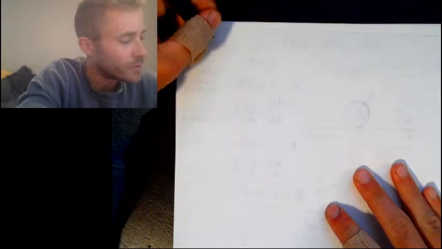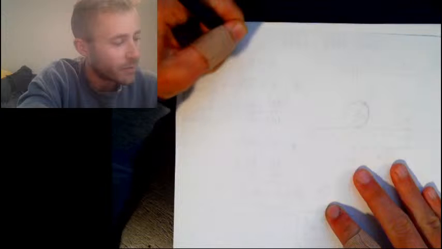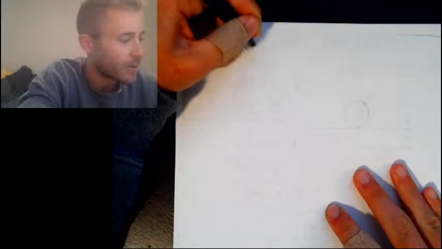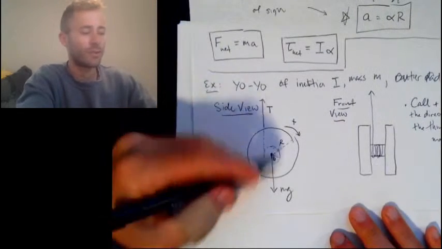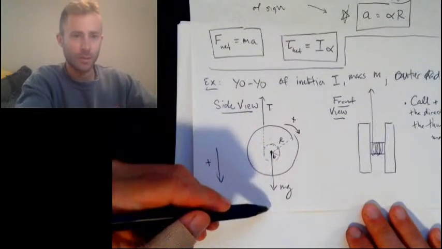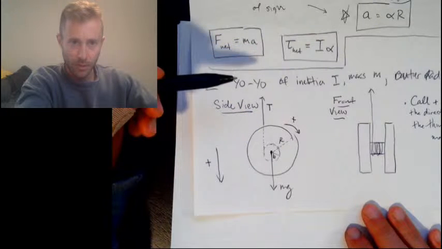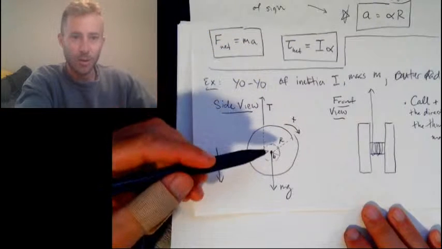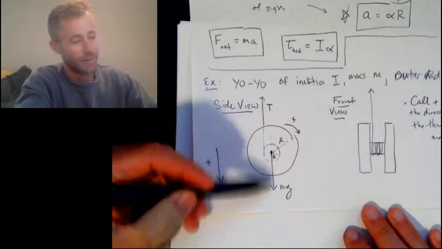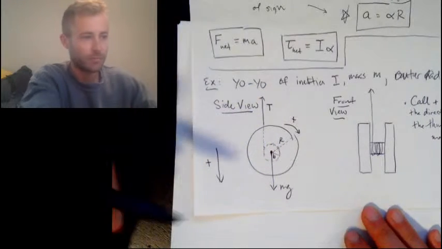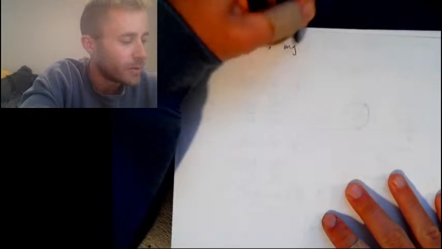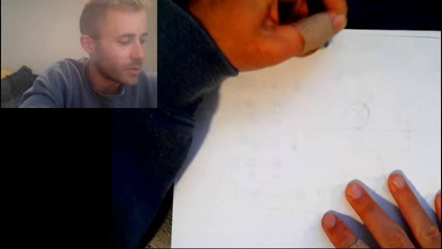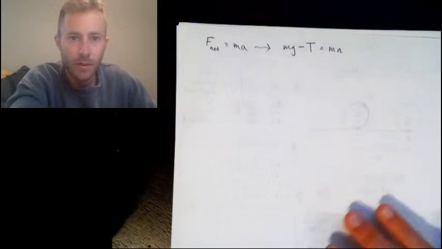So let's go ahead and do Newton's second law in the linear sense. Net force equals ma. All right? So what is the net force? Well, this yo-yo has two forces acting on it. It has mg going downward and it has tension going up. All right? And I'm taking downward to be positive. So my net force is going to be mg minus tension, because downward is positive. mg minus tension equals ma. All right?